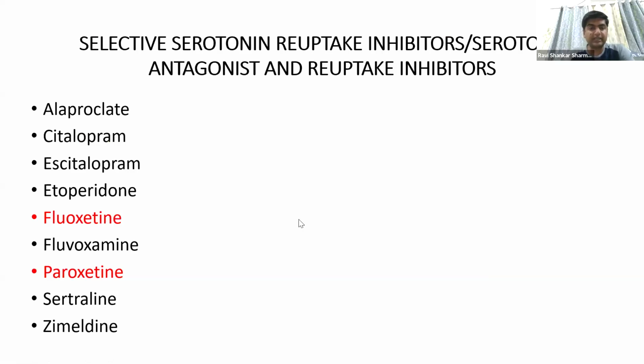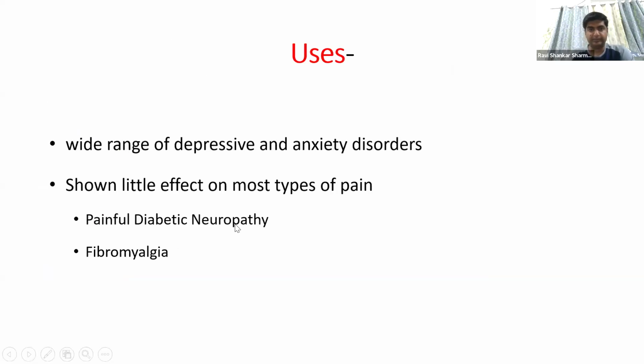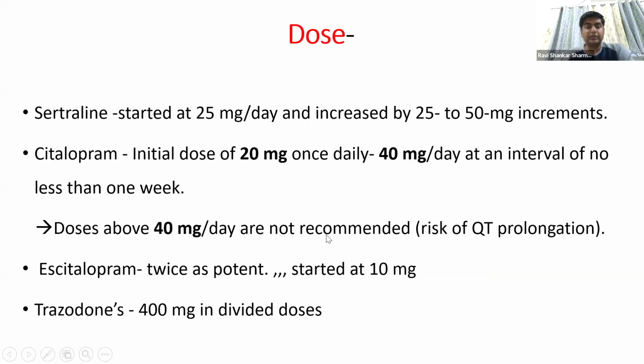Okay, so for SSRIs, very few drugs are available for painful conditions, especially fluoxetine and paroxetine. Fluoxetine is sometimes used in cases of fibromyalgia patients. Okay. Yes, and then in the case of painful diabetic neuropathy.